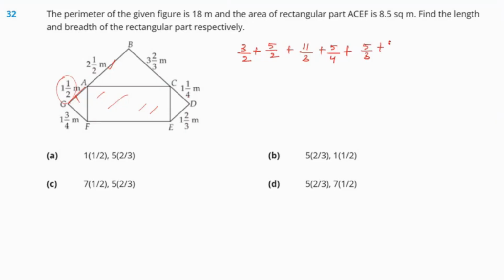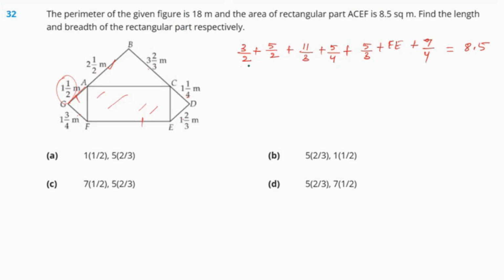This side is not given to us. We can mark it as FE only. This side is 1 whole 3 by 4, that gives us 4 1s are 4 plus 3, 7 by 4. So all the sides we have included: 1, 2, 3, 4, 5, 6, 7. Total 7 sides. And this sum equals 8.5.